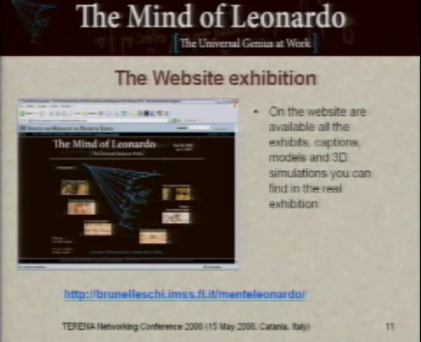We prepared it with the materials used in the real exhibition, and on the website all the exhibits, captions, models, and 3D simulations you can find in the real exhibition are available.